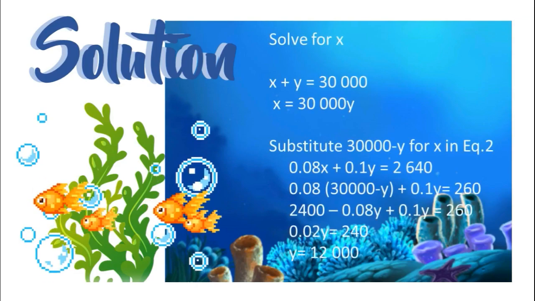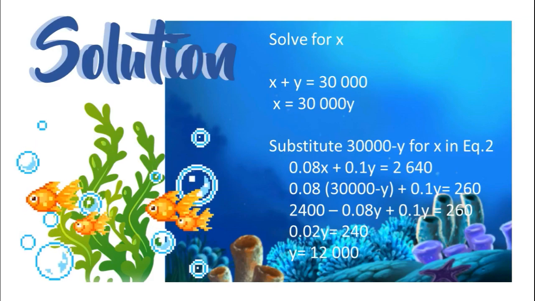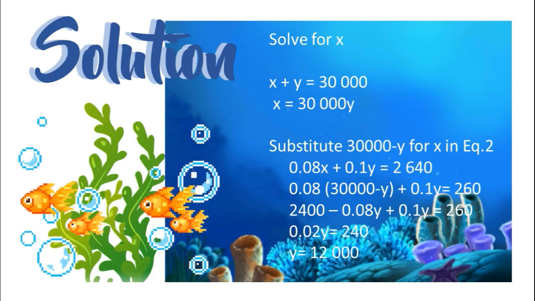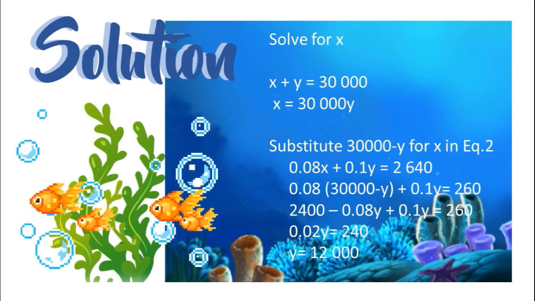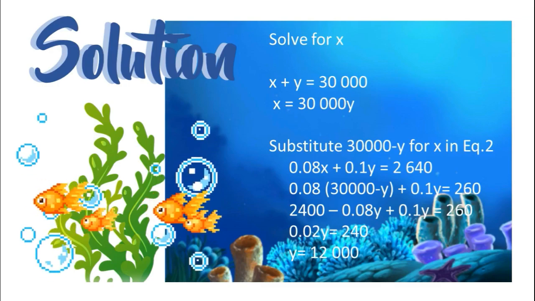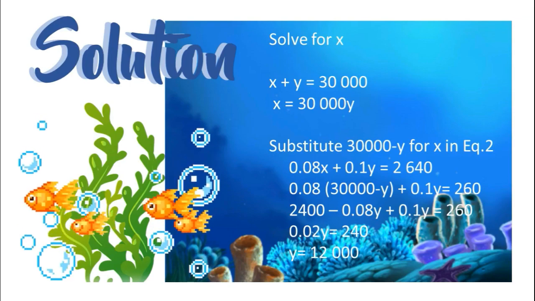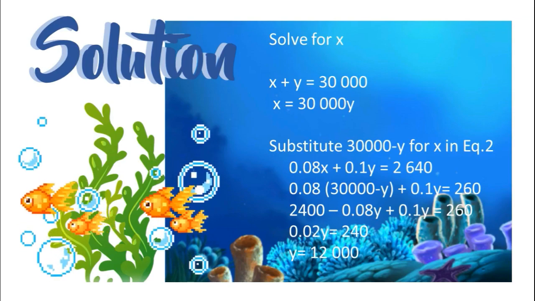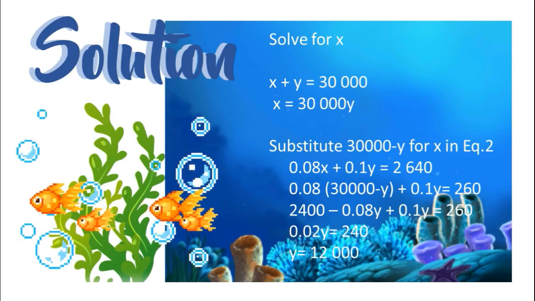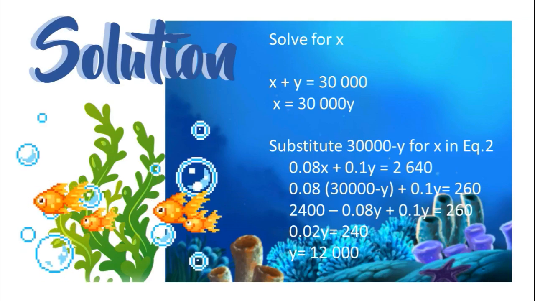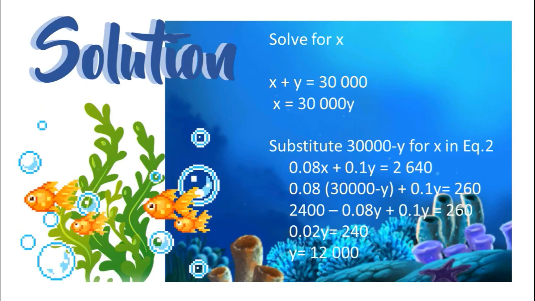So now we will solve for x. x plus y is equal to 30,000. x is equal to 30,000 minus y. Substitute 30,000 minus y for x in equation 2. 0.08x plus 0.1y is equal to 2,640. 0.08 multiplied with a quantity of 30,000 minus y plus 0.1y is equal to 2,640. 0.02y is equal to 240. y is equal to 12,000.